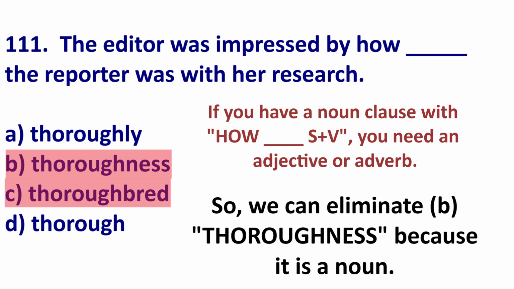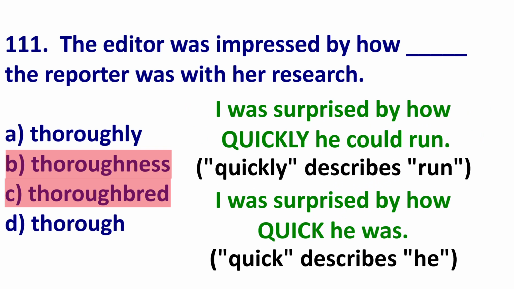But let me give you an example. I was surprised by how quickly he could run. So that is "how adverb subject verb." It is describing run. I was surprised by how quick he was. So he was how quick. He runs how quickly. In this situation, we use quick because we are describing he. We are not describing the run. We are describing the man.